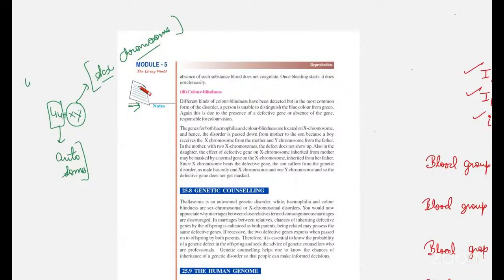You got my point. So mark this as very important, because in a 2 or 3 marks question they can ask you why the male is more susceptible to color blindness. So you have to write this whole paragraph for that, and you have to explain it well.